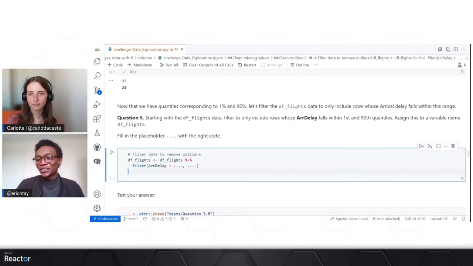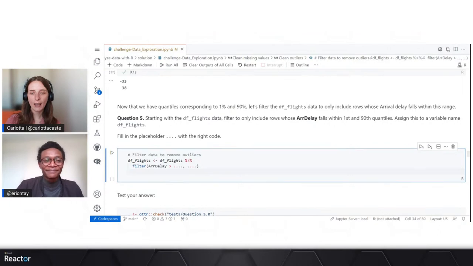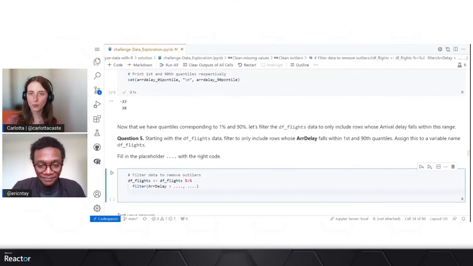With the hint that I've provided, Carlotta, would you try and guess what we should put in the blank spaces of this filter? Yeah, sure. So we computed our first and 90th percentile, right? And we assigned these values to two new variables. So probably we should use these variables we just defined, right? Because we need to trim the data set using the first and the 90th percentile. So to trim all the values lower than the first percentile and filter all the values greater than the 90th percentile. Yes, Carlotta, very right, very correct. So that's exactly what you said. So let's go ahead and use the values negative 33 and 38 that we obtained to trim this data.